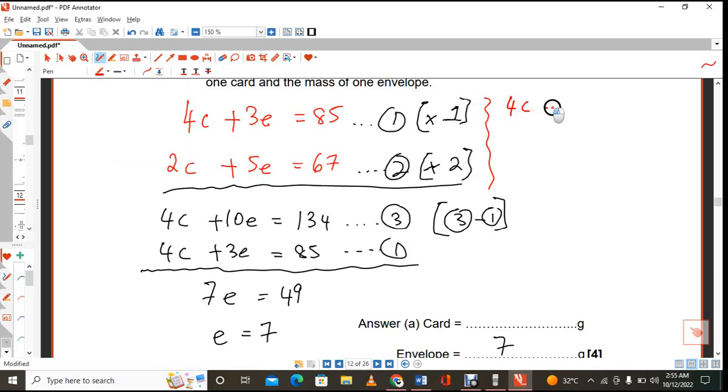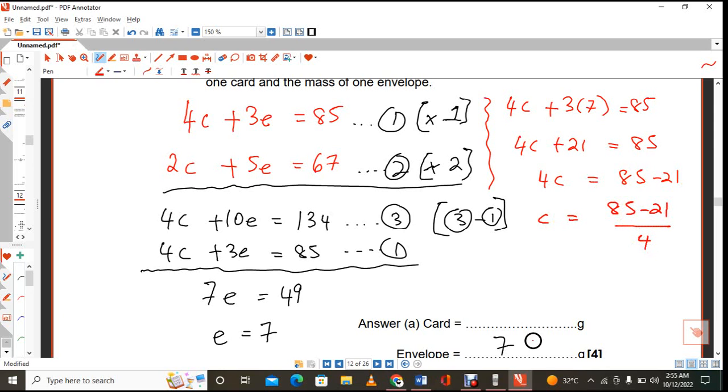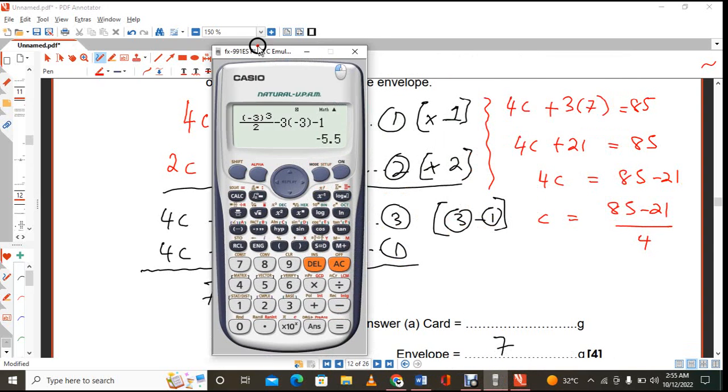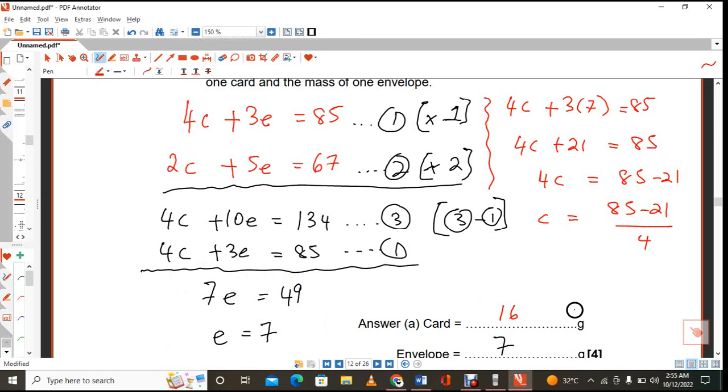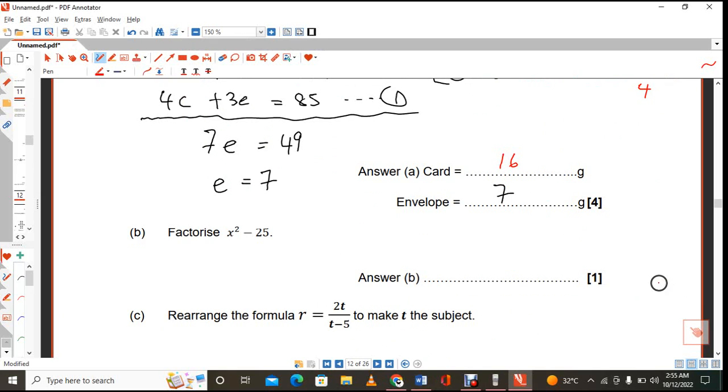So 4C plus 3 times 7 equals 85. Let's clean that up a bit. You will get 4C plus 21 equals 85. Then 4C equals 85 take away 21, and C will be that answer divided by 4. Let's see what it gives us. 85 take away 21, then divide that whole answer by 4. That gives you C equals 16. So 16 grams is the mass of the card, and 7 grams is the mass of the envelope.